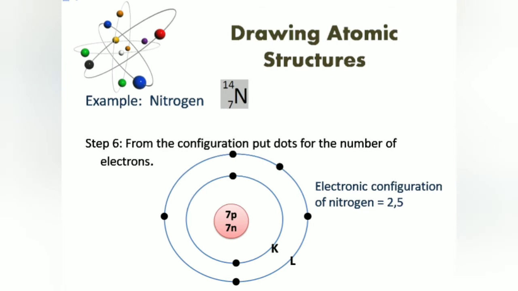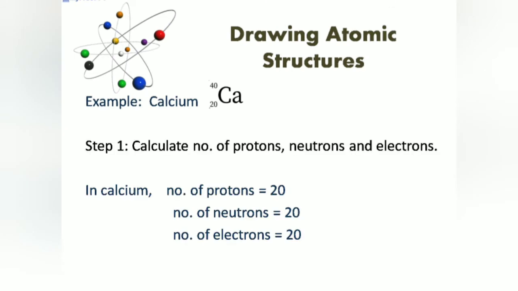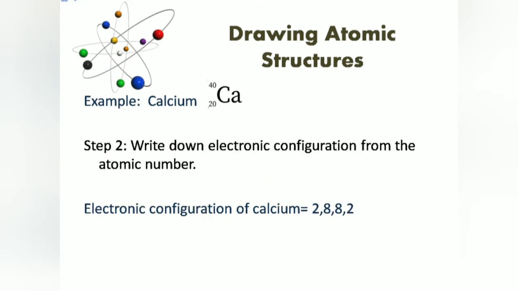Like this, we can draw the atomic structure of nitrogen. Now let's discuss one more atomic structure by taking the example of calcium. Firstly, we'll write down the number of protons, neutrons and electrons. So in calcium, there are 20 protons, 20 neutrons and 20 electrons. The atomic number of calcium is 20, therefore its electronic configuration is 2, 8, 8, 2.